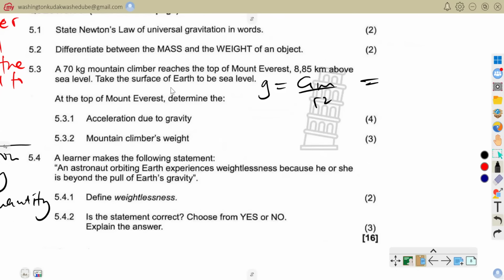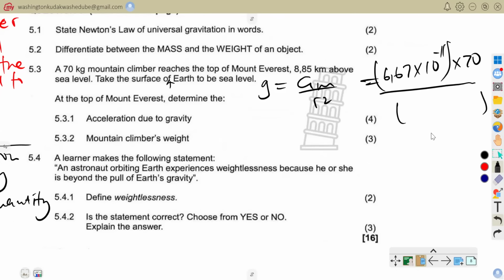Now they're saying take the surface of the earth to be the sea level. So if he is 8.85 kilometers above sea level, he is 8.85 kilometers above the surface. So you would come here, you use G. We know that G is 6.67 times 10 to the power negative 11. And then times the mass that is given, 70 kg, divided by the square of the distance, which is supposed to be in meters. So we now need to convert.